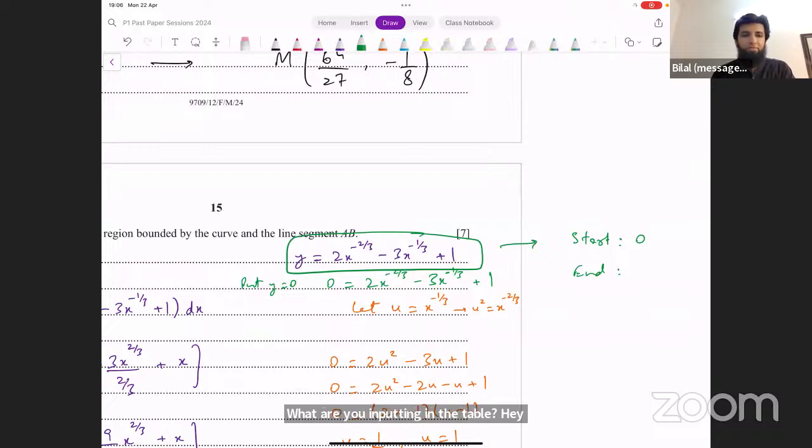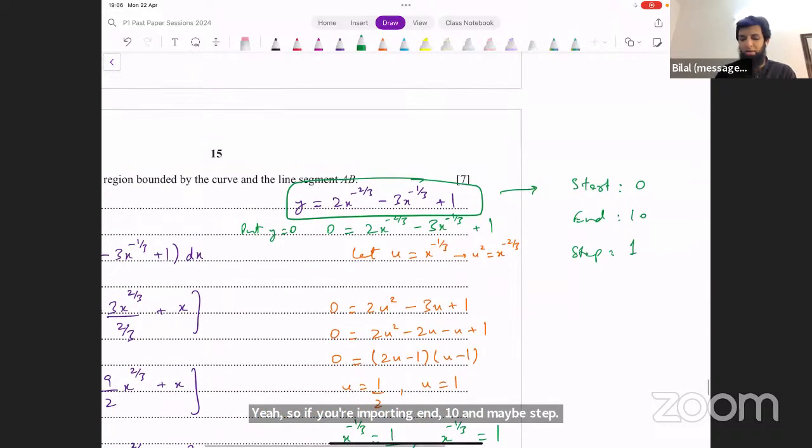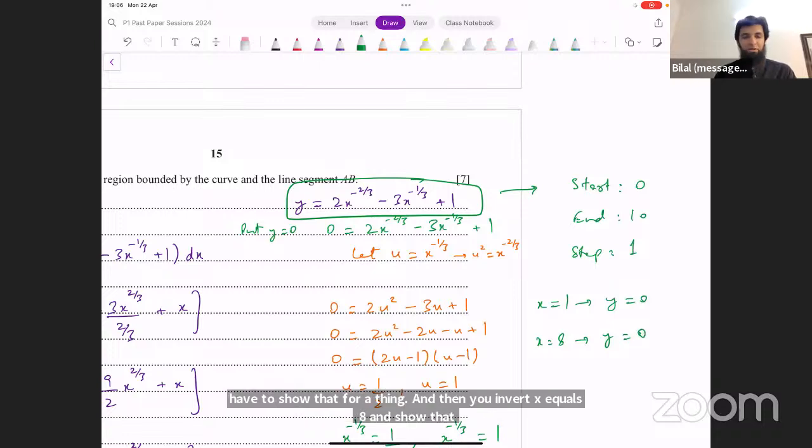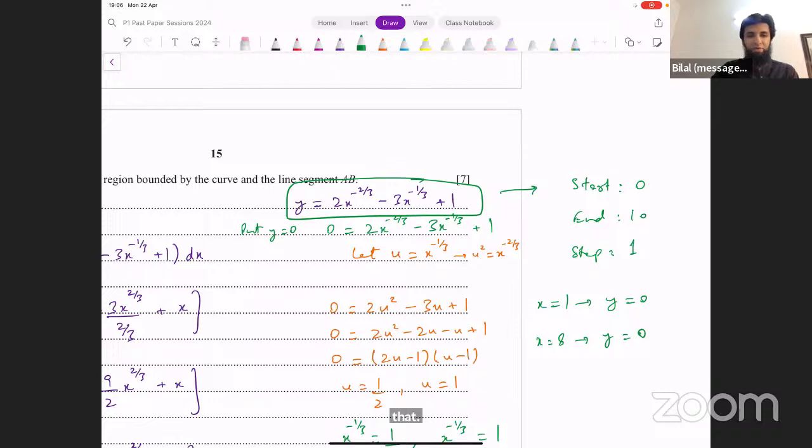Yeah, so if you're inputting end 10 and maybe step 1, you would get 0 at 1 and 8. That could be acceptable if you clearly show that when you input x equals 1, y turns out to be 0. You'll have to show that working. And then you input x equals 8 and show that y turns out to be 0 for that as well.